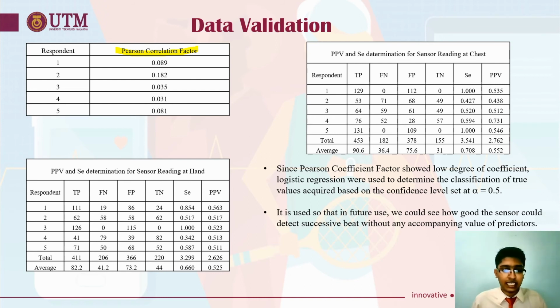And from the readings that we acquired, the positive predictive value at the chest is much higher than at the hand. It's because the false negative readings at the chest are much lower than at the hand as well. This shows that the reading at the chest has higher sensitivity than the hand, and it proves that the reading at the chest has much better predictive values.